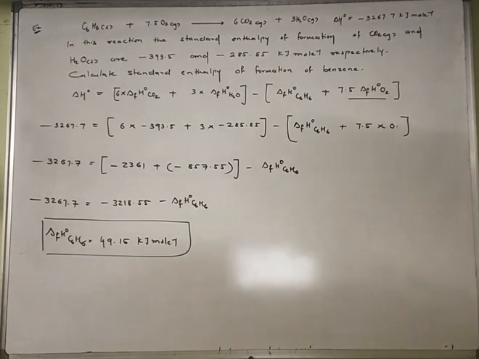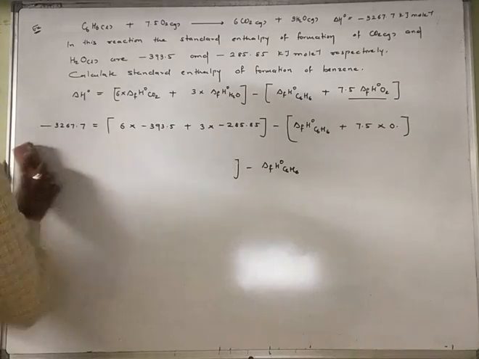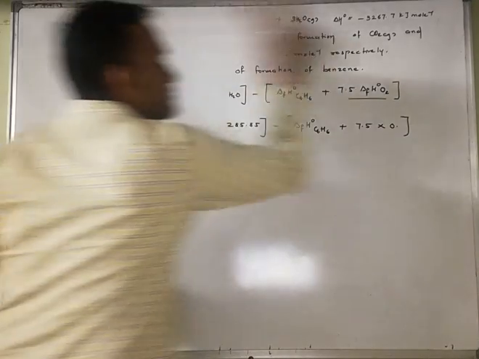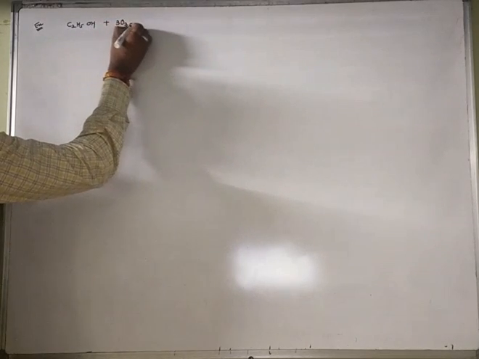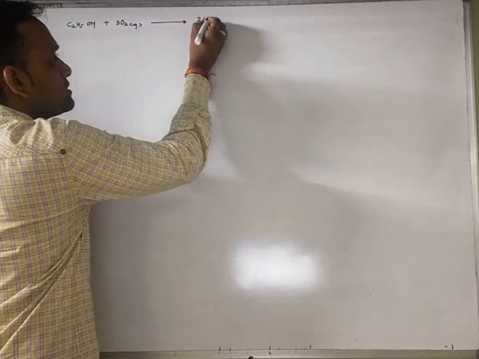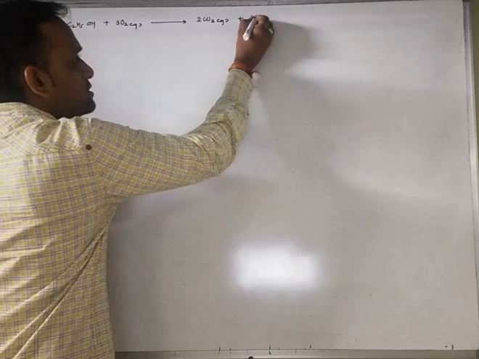ओके सो नाउ लेट अस सी नेक्स्ट एग्जांपल. यहां पे एक इक्वेशन दी गई है कि C2H5OH प्लस 3 moles O2 gas gives twice CO2 plus 3 moles H2O liquid है, right?